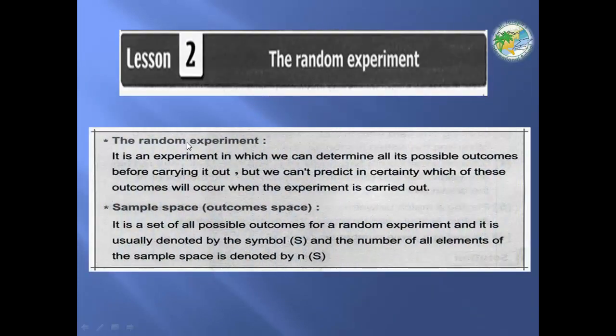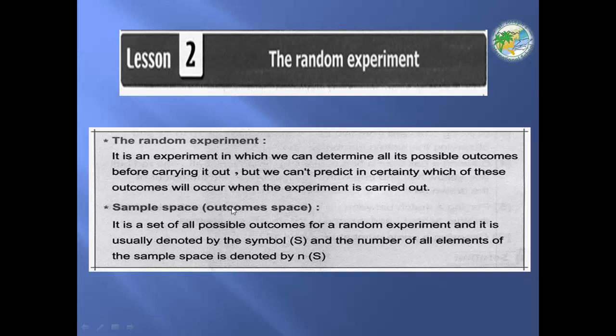The random experiment is an experiment in which we can determine all its possible outcomes before carrying it out, but we can't predict with certainty which of these outcomes will occur when the experiment is carried out.